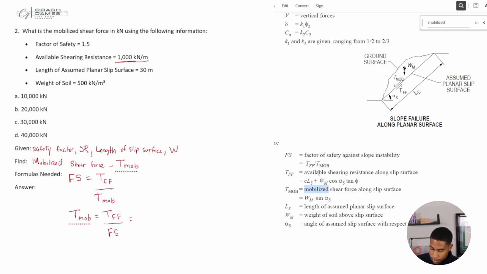So what is TFF? TFF is 1,000 kilonewtons per meter divided by the safety factor of 1.5. So when I solve for this, I get T mob is equal to 667 kilonewtons per meter.